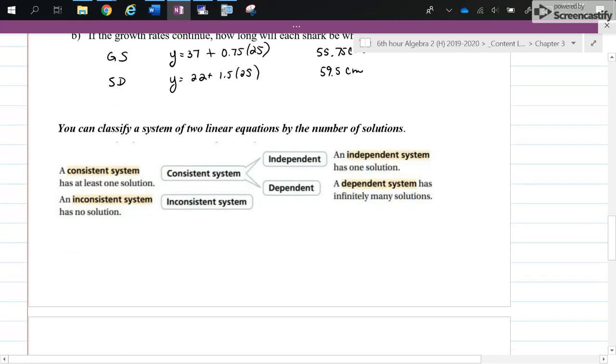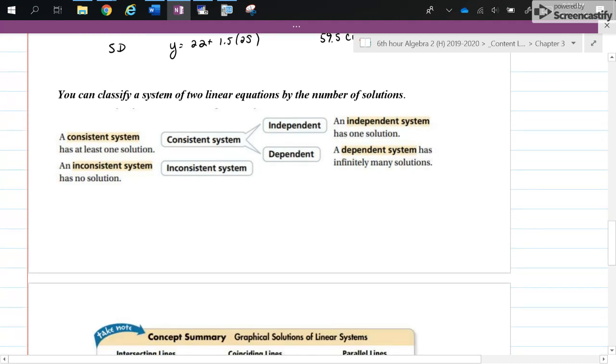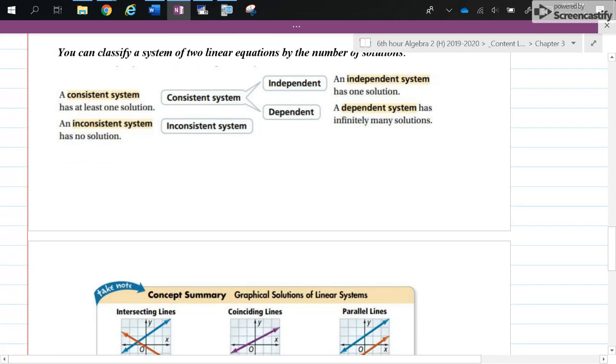Okay, so we can classify a system of two linear equations by the number of solutions. So we have two types of systems. We have a consistent system and an inconsistent system. A consistent system has at least one solution, and an inconsistent system has no solutions. So if the system has solutions, it's called consistent. And if it doesn't have a solution, then it's called inconsistent. And if a system is consistent, it is either independent, which means exactly one solution, or it is dependent, which means infinitely many solutions. So I have a little chart there.